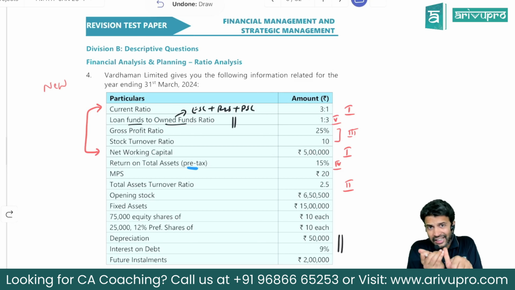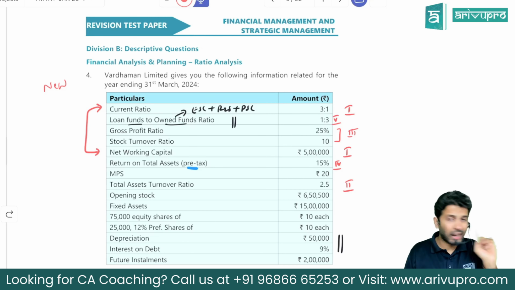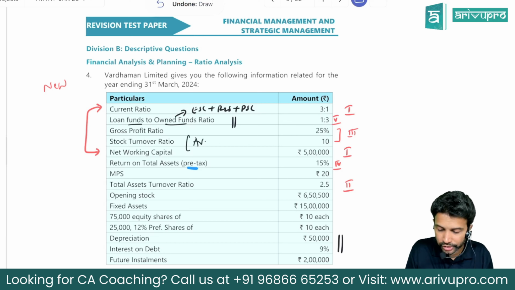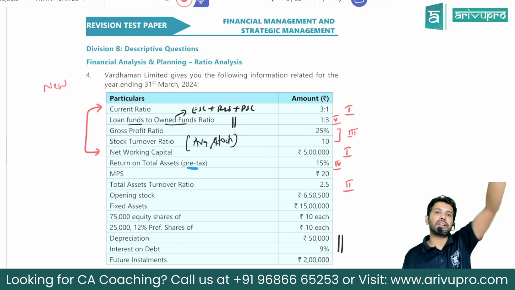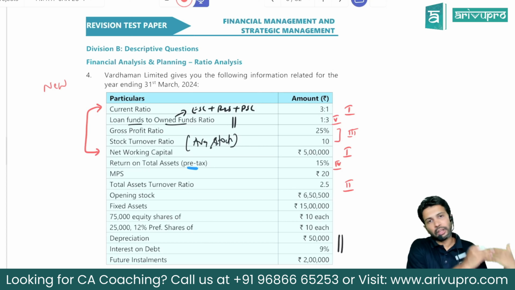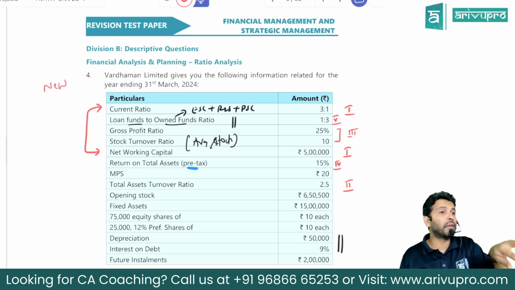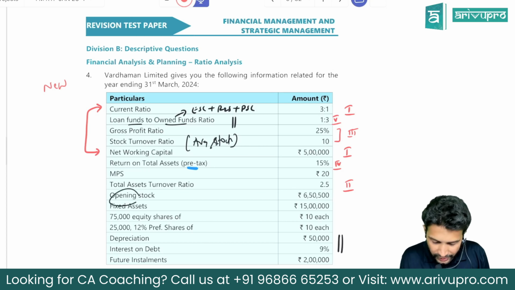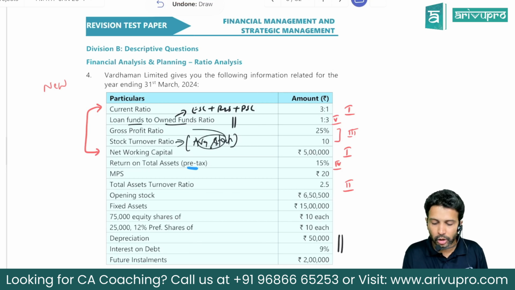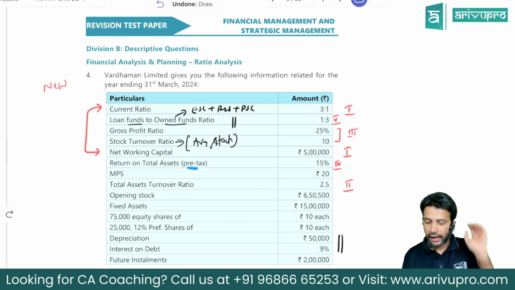If there is any reference to opening stock or average stock, we have to compulsorily use average stock in our stock turnover ratio, because stock turnover ratio is COGS divided by average stock. If there is no reference to average or opening stock, then we will use closing stock. Here they have given opening stock. So in our stock turnover ratio, we will use average stock.